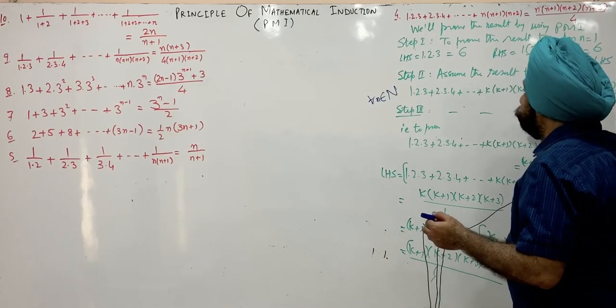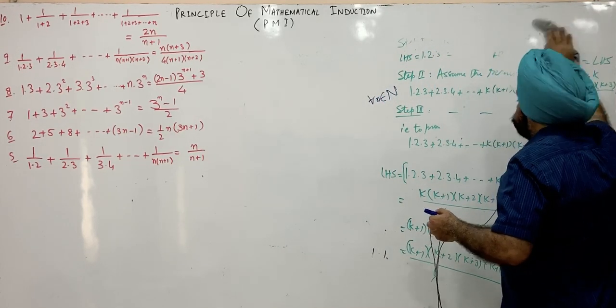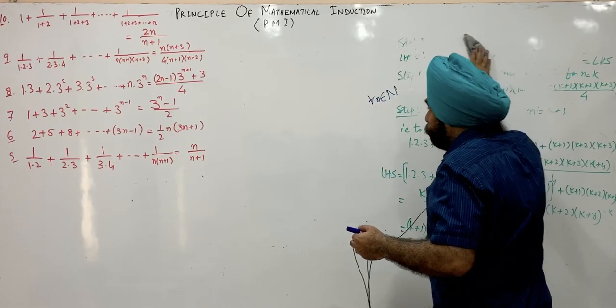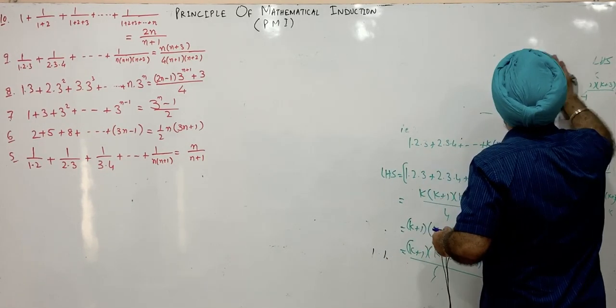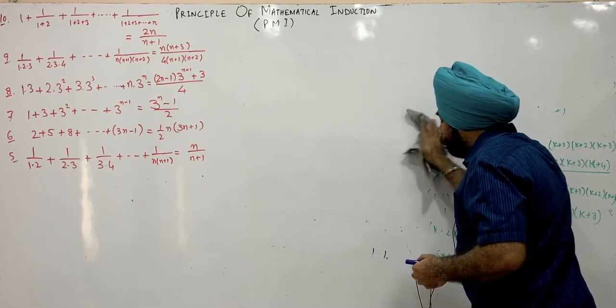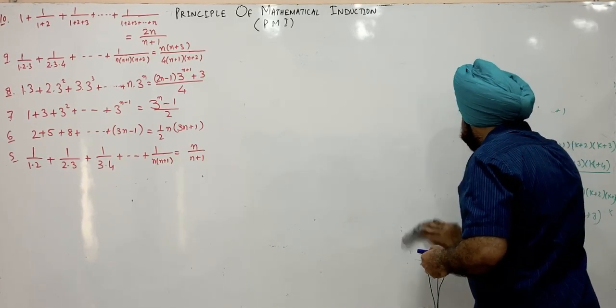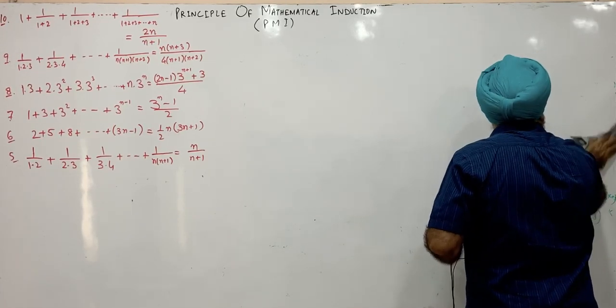The next one. Here we have terms in denominator, 1 upon 1 into 2 plus 1 upon 2 into 3 plus 1 upon 3 into 4 and so on up to 1 upon n into n plus 1, and we have to prove this is n upon n plus 1.